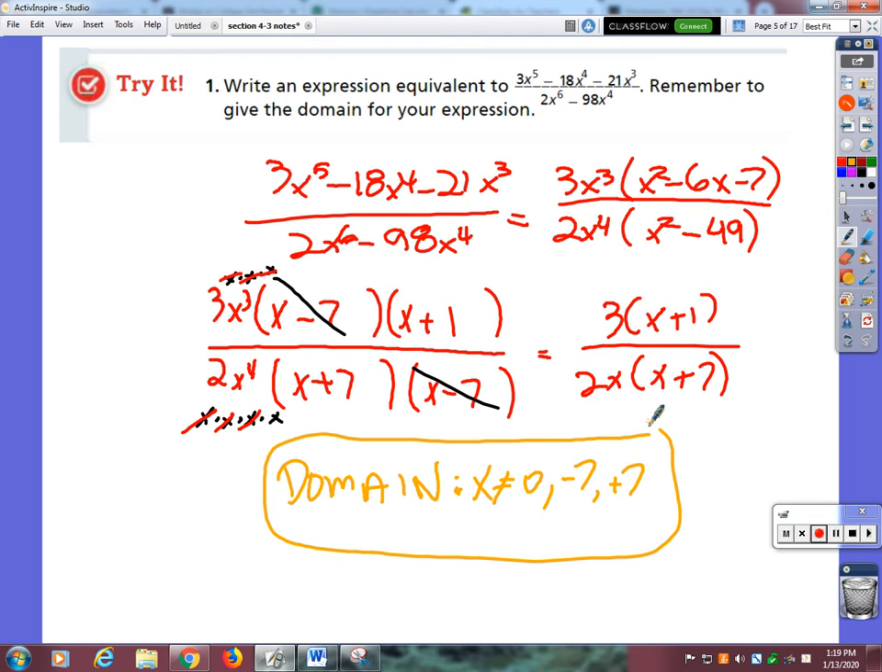Yes, and the reason why it can't equal those things that you named, Sophie, is because if I plug those into this function, I will not get an answer. Okay? What would happen if I plugged 7 into this function? I would get a 0 on the bottom, and dividing by 0 is not allowed. And so that's why those are out. Okay?